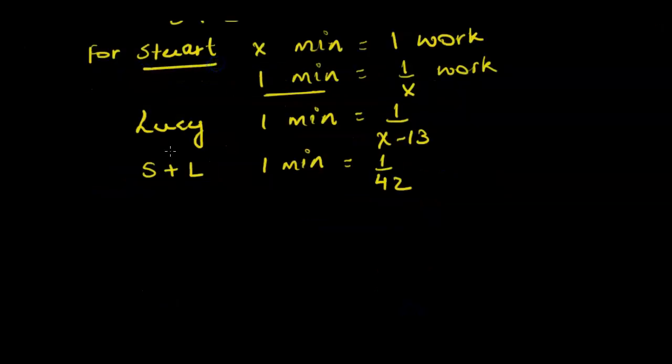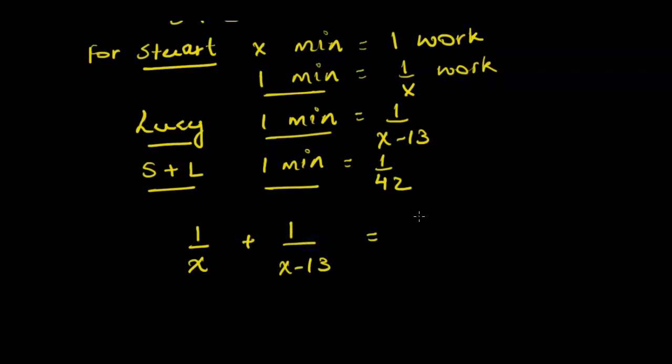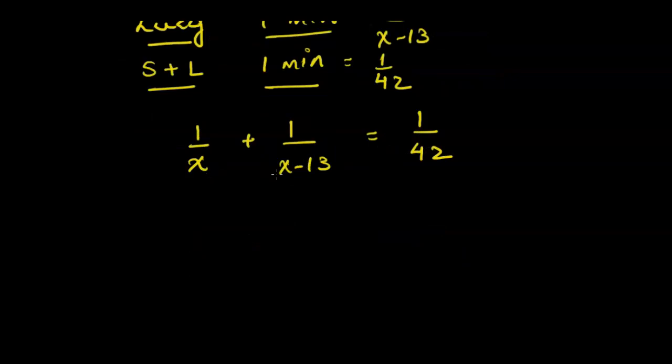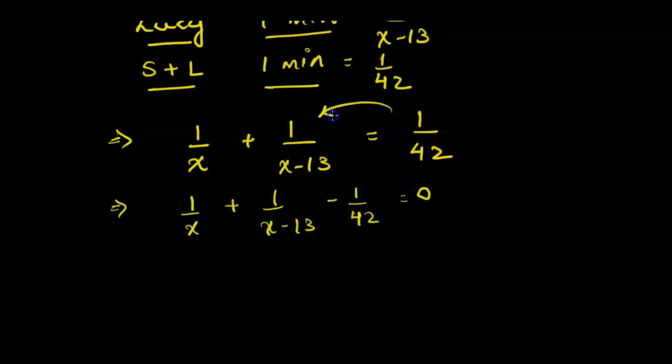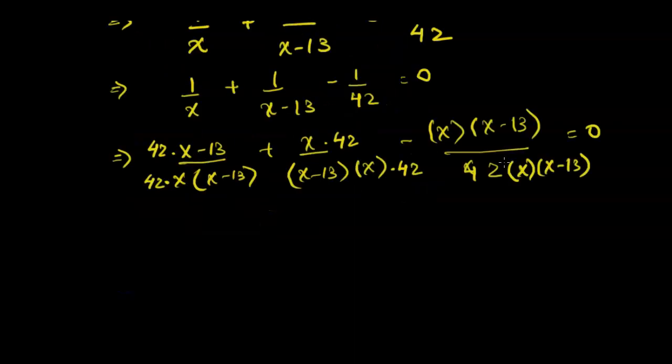Now for all of these three cases, Stuart alone, Lucy alone, and Stuart and Lucy together, we have got their 1 minute work values. Now to write an equation, we would take 1 minute work of Stuart added to 1 minute work of Lucy, equal to 1 minute work of Stuart and Lucy together. Once we get this equation, we are looking for the x value because x is the amount of time Stuart takes to finish the work. So in order to solve for x, because this is a rational equation, we'll bring everything on one side so that we get this whole thing equal to 0. Then we'll make the denominators common and we would get the equation like this.